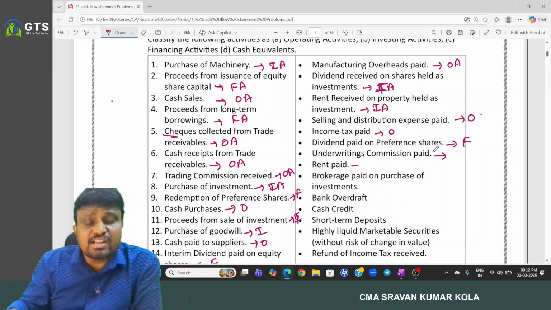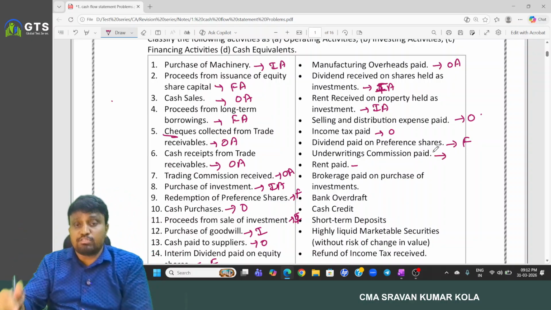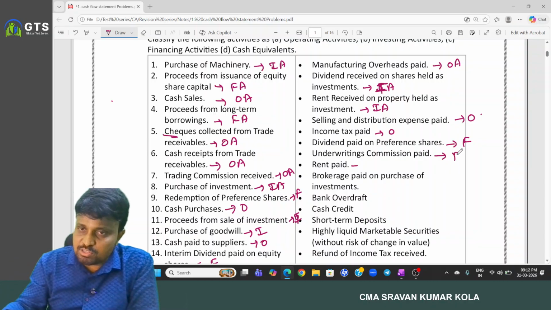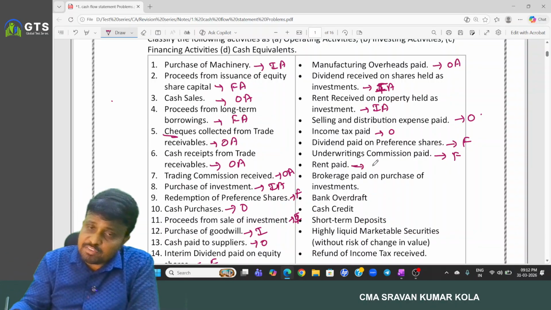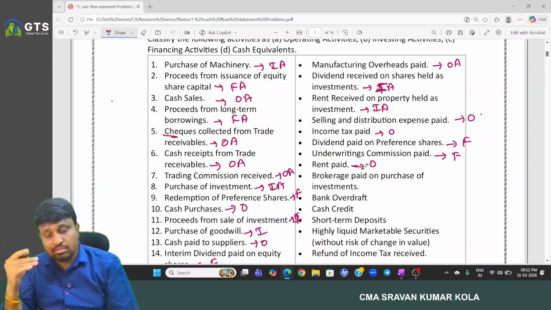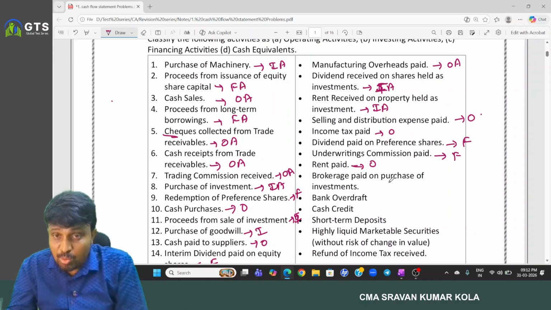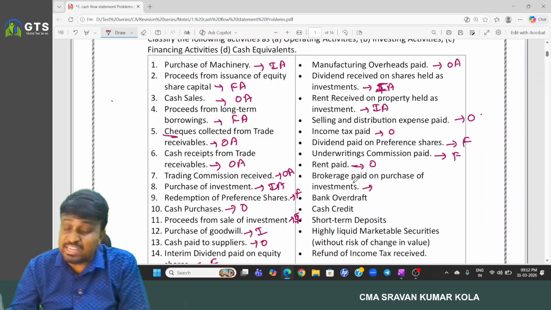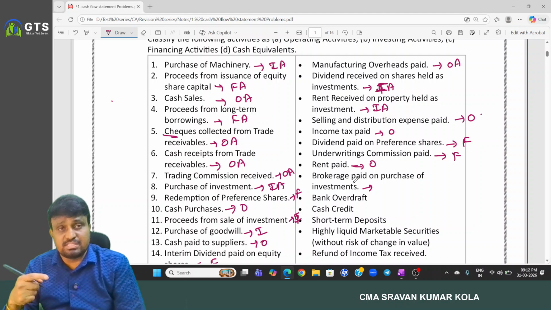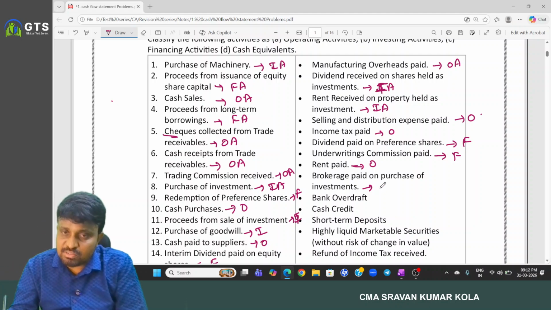Underwriting commission is related to the issue of shares or issue of debentures, so it is also a financing activity. Rent paid, always it is operating. Brokerage paid on purchase of investment is related to the purchase or sale of investment, so it is covered under what?